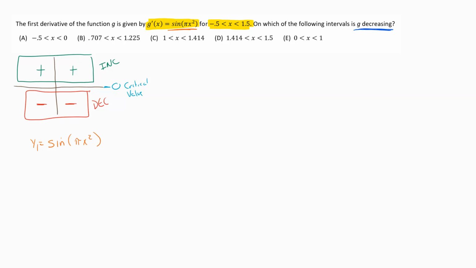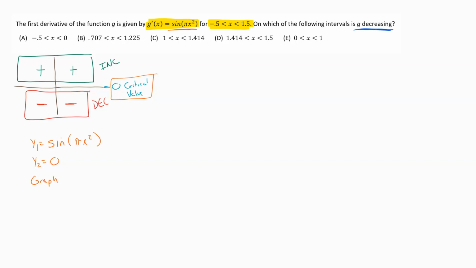And then because they do want specific values on this, I want to know where those changes are happening. And so in y2 on my calculator, I'm going to put 0 because those potential places where it could change are at those critical values. Then I will graph this.